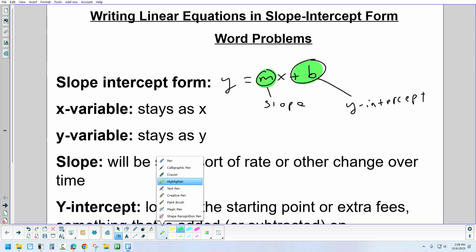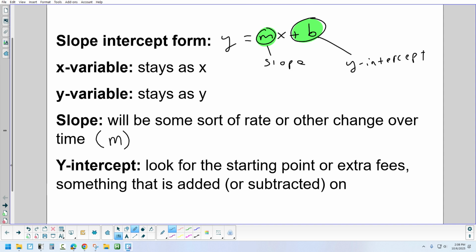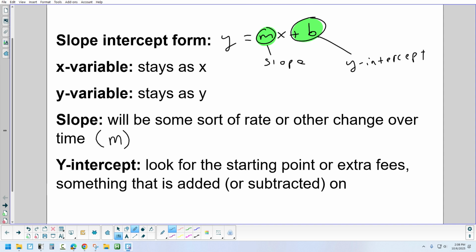Okay, so next to slope, just so we remember the letter, I'm going to put an m next to that. So slope is your m, and y-intercept is b. Because we're going to do some word problems, I'm going to give you some hints at what kind of words you look for that mean slope, and what words you can look for that mean y-intercept. It's a couple hints here, but I'm going to give you some more hints about that.